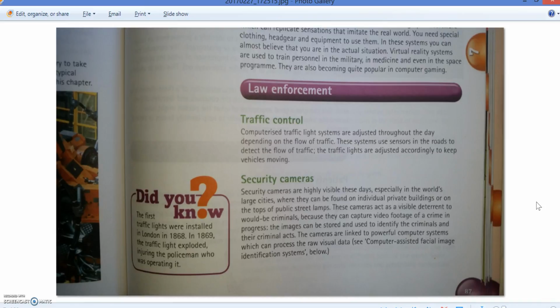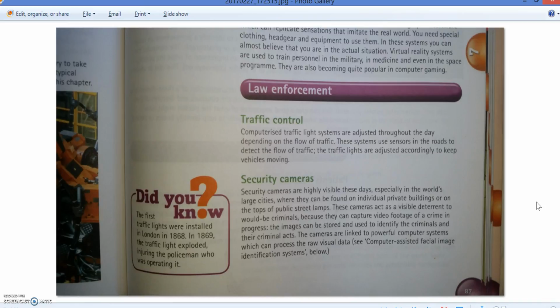Computerized traffic light systems can be adjusted depending on the time of day and the flow of traffic. Sometimes there are also sensors to actually detect the flow of traffic. Then we have security cameras.